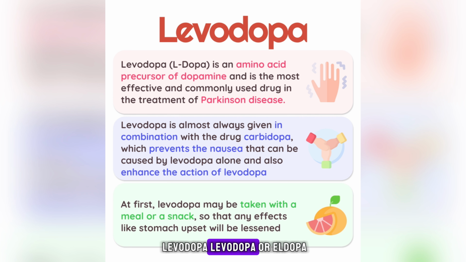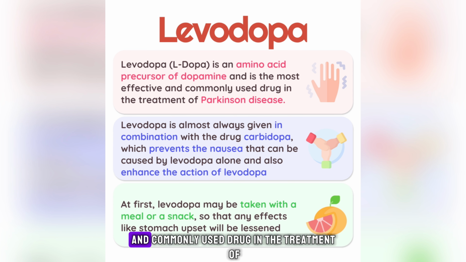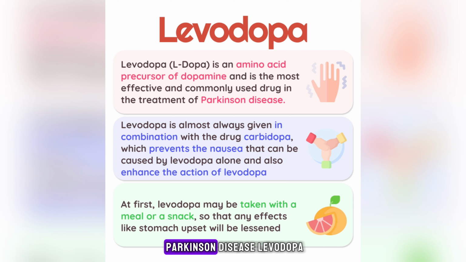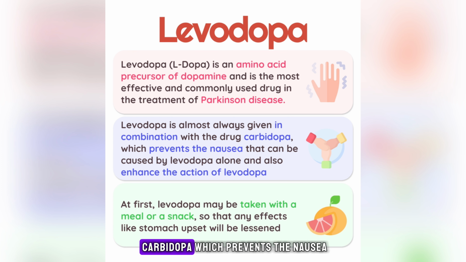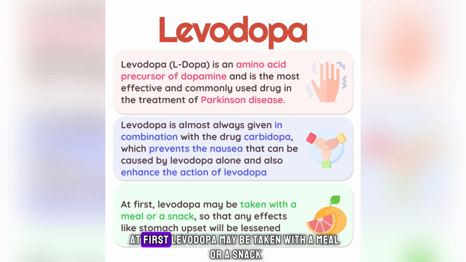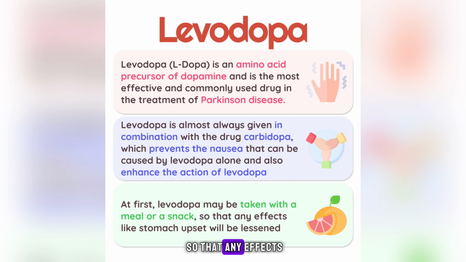Levodopa. Levodopa, or L-Dopa, is an amino acid precursor of dopamine and is the most effective and commonly used drug in the treatment of Parkinson's disease. Levodopa is almost always given in combination with the drug carbidopa, which prevents the nausea that can be caused by levodopa alone and also enhances the action of levodopa. At first, levodopa may be taken with a meal or a snack, so that any effects like stomach upset will be lessened.